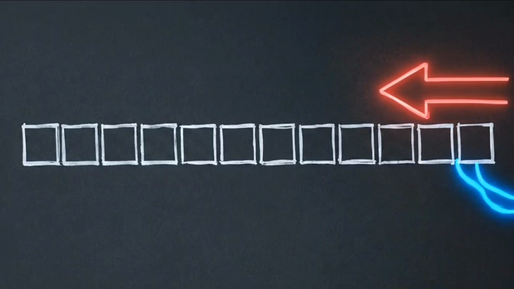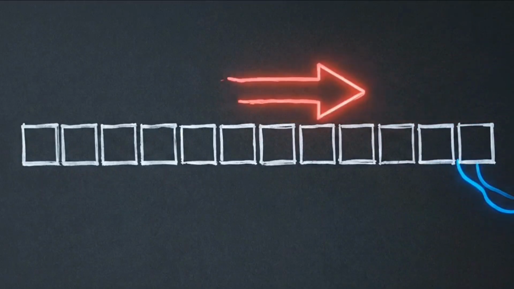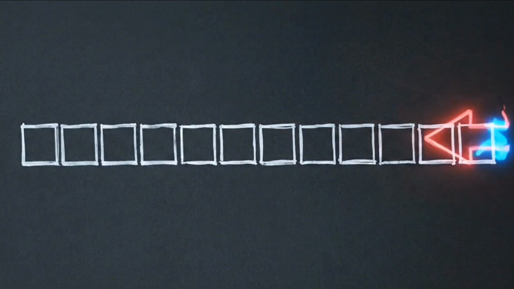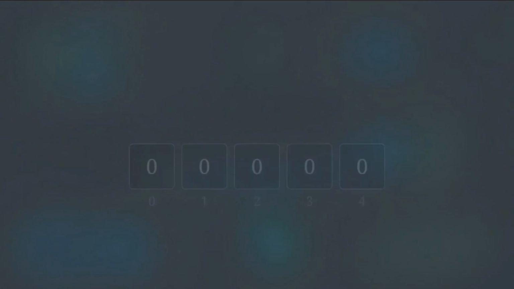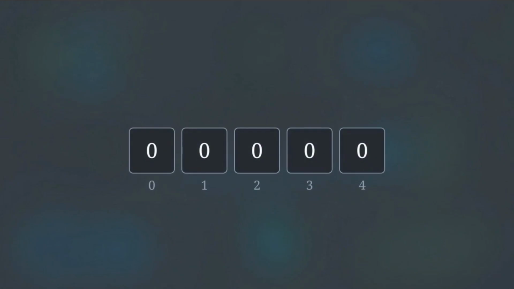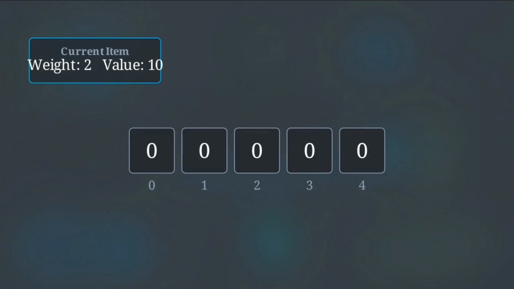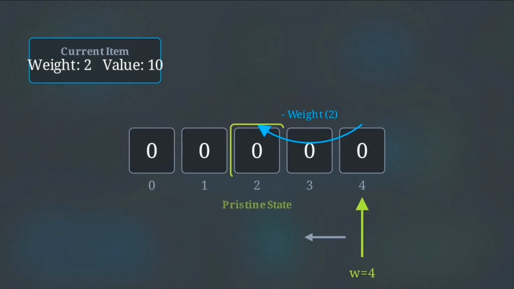To properly protect the previous state barrier, we have to execute a complete reversal of the iteration direction. The new loop mechanics dictate that we iterate backwards, starting from the maximum capacity and stepping down until we hit the current item's weight. The 1D array is reset to 0. Evaluating the identical item, weight 2, value 10, the pointer starts on the far right and moves leftward. Reaching capacity 4, it looks back to capacity 2, which still contains pristine, unmodified data.